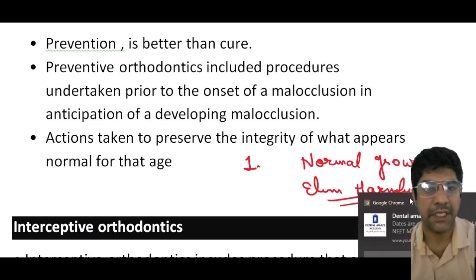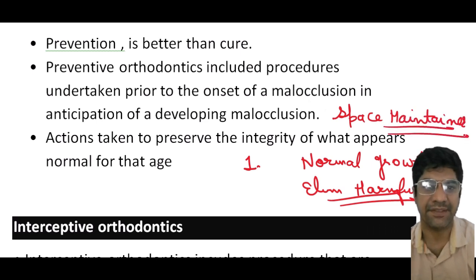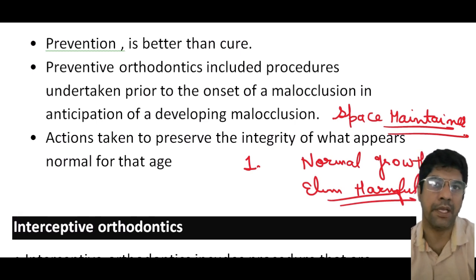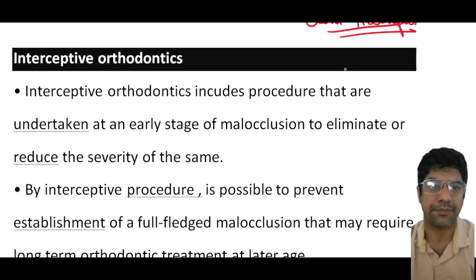Ensuring that the deciduous teeth are shed at the right time to make way for the permanent teeth, and using a space maintainer when necessary. In order to preserve the space in the mouth when the deciduous teeth are lost prematurely, a space maintainer could be given. That is all covered in preventive orthodontics.